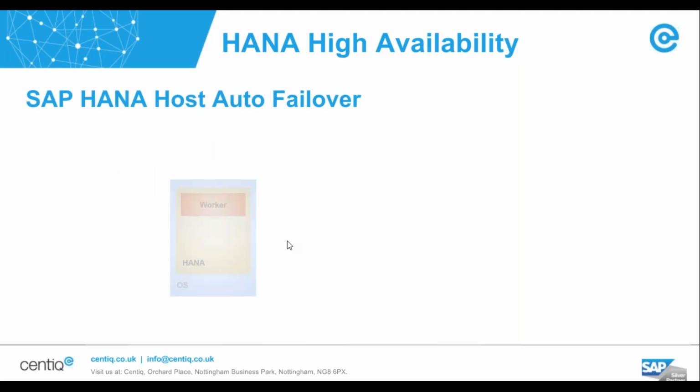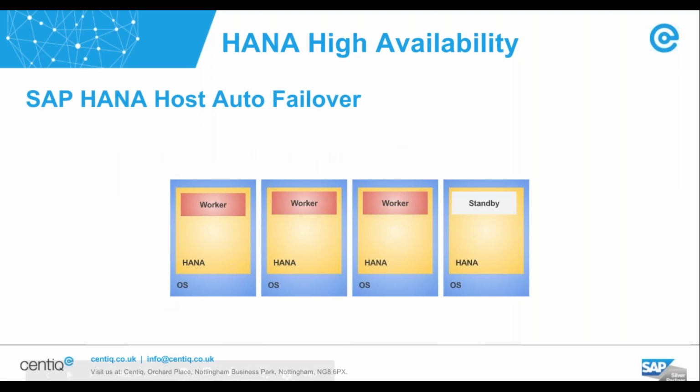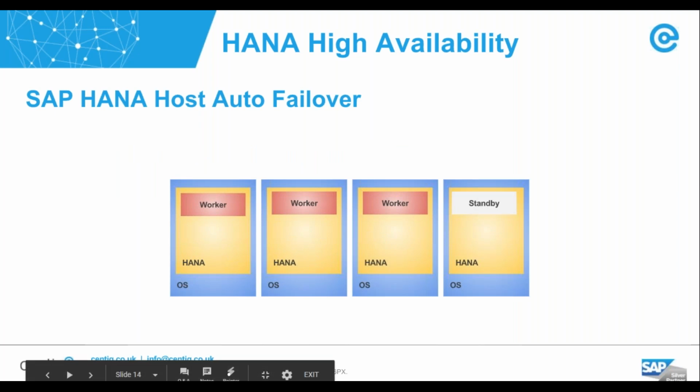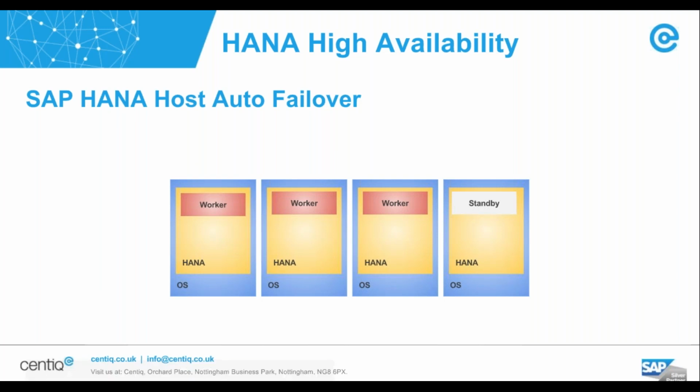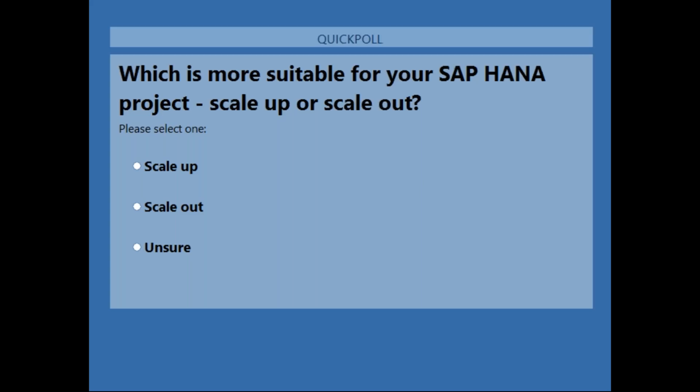So what we have in a host auto failover is a scale out system. All of the nodes will have a role assigned to them, and one or more nodes will be set as a standby node. It's generally one node. You'd have more than one node in a very large system, but we're talking 20 nodes plus perhaps. So one node would have a designation as standby, and all that it really does is, when a primary node fails, it takes over that worker's role.